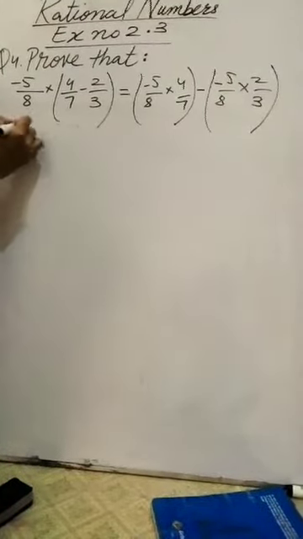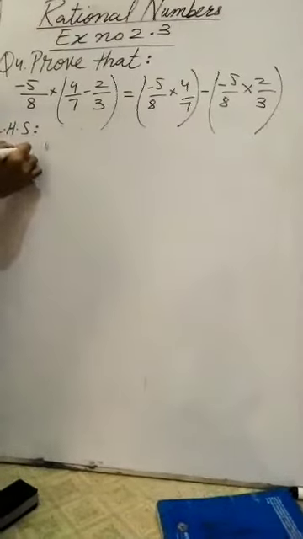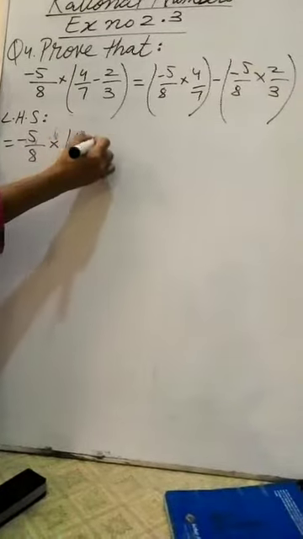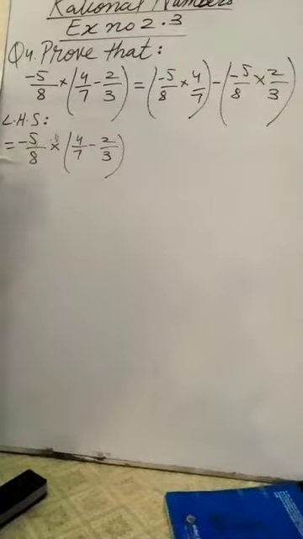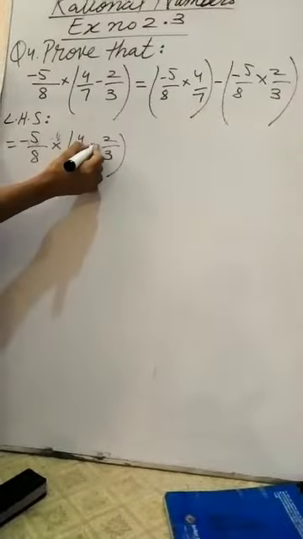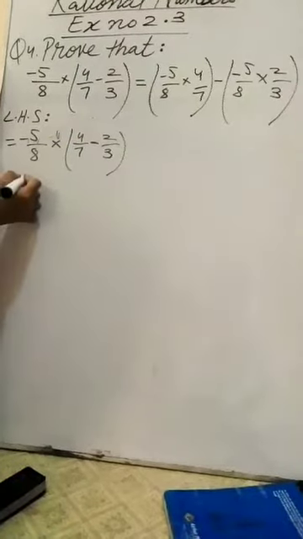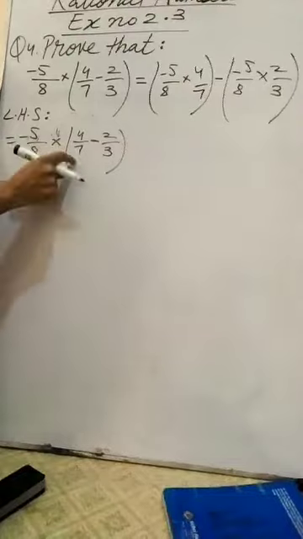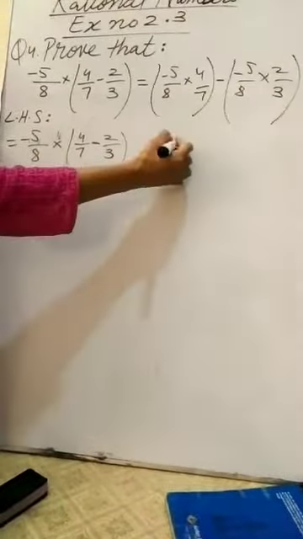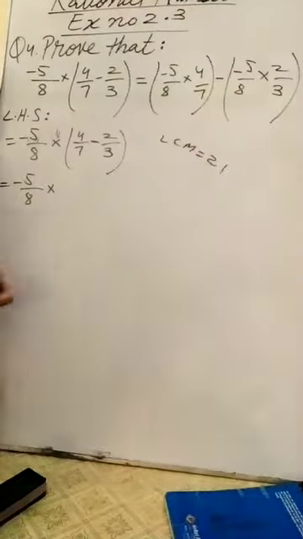So write down the left hand side. Minus 5 over 8 multiply the bracket 4 over 7 minus 2 over 3. Always solve the bracket first. So in the bracket we have a minus sign. It means we need to find the LCM. LCM of 7 and 3 is 21.